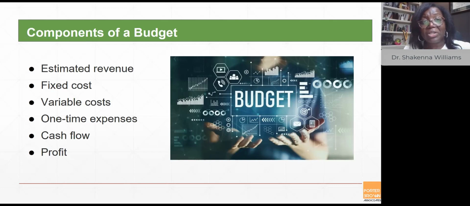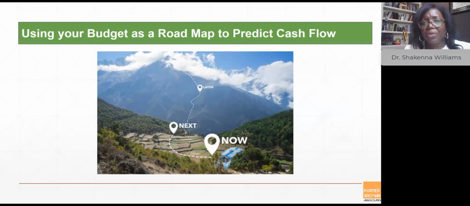The best place to start in getting to know your budget components are the following. To really understand estimated revenue, fixed costs, variable costs, one-time costs, cash flow, and also profit. Initially, you might need to make several assumptions to get your budget started. A budget is really a roadmap for your business. It helps you predict cash flow, identify functional areas that are needed, and run your operations smoothly.